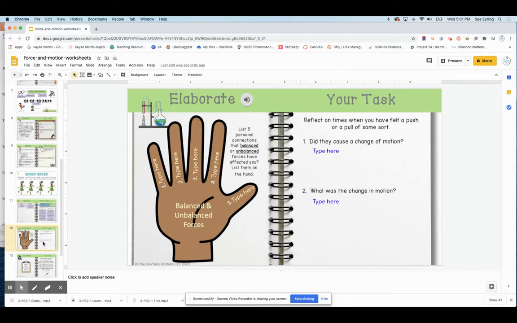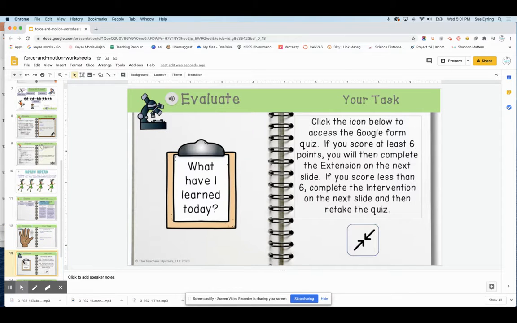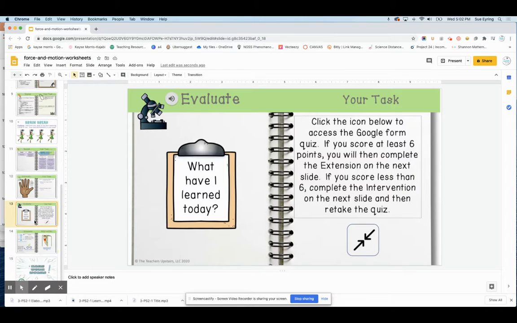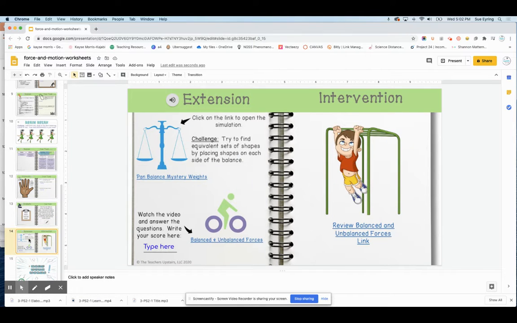The elaborate is where students make personal connections to the phenomena. Then we have an evaluate section. Students are given a 5 to 10 question quiz to evaluate what they have learned. This information goes directly to you, the teacher. And then on the last one, this is the plus. We advertise these as a 5E plus model. This is the plus because we provide an extension and we provide an intervention.